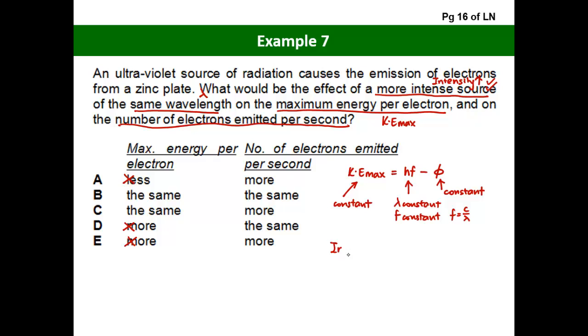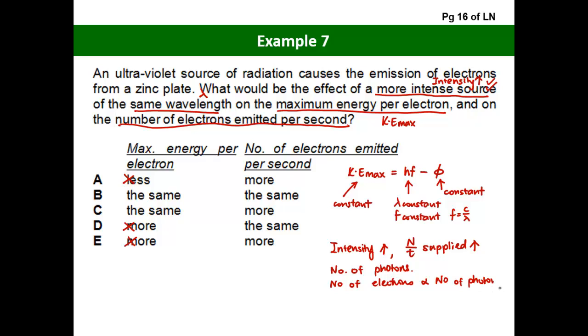Now what happens when intensity increases? When intensity increases, the energy of each photon stays the same. But the number of photons supplied per unit time actually increases. So since the number of photons increases, we would expect, for example, that the number of electrons liberated should be proportional to the number of photons supplied.